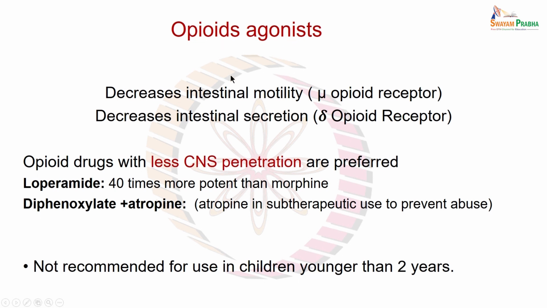Opioid receptor agonists are also used in diarrhea. They decrease intestinal motility via the mu receptor, and decrease intestinal secretion via the delta opioid receptor. Opioid drugs with less CNS penetration are preferred. So, the opioid agonists which act primarily on mu receptors and on delta opioid receptors and have less CNS penetration are preferred. The drug is loperamide, which is almost 40 times more potent than morphine as an anti-diarrheal agent. Diphenoxylate plus atropine is also used, but atropine is used in a subtherapeutic dose, so that there are fewer anticholinergic side effects, and these are not recommended for use in children younger than 2 years because of the possibility of severe side effects.